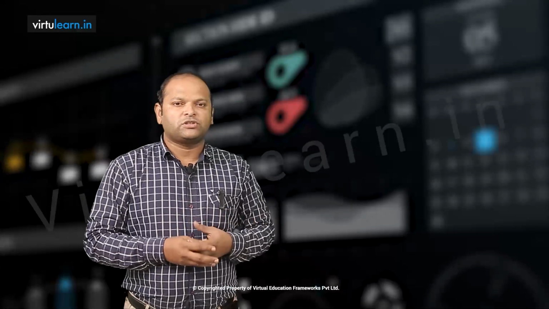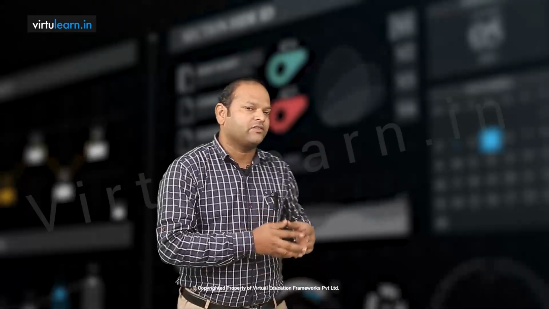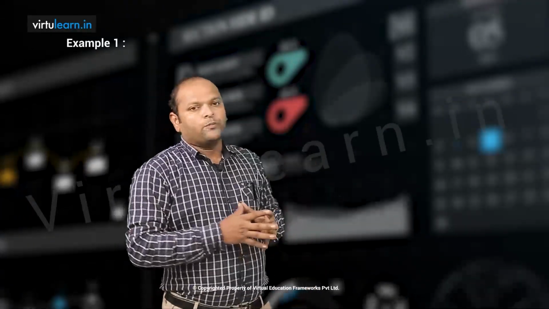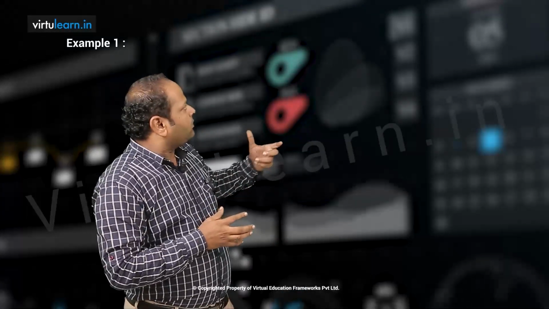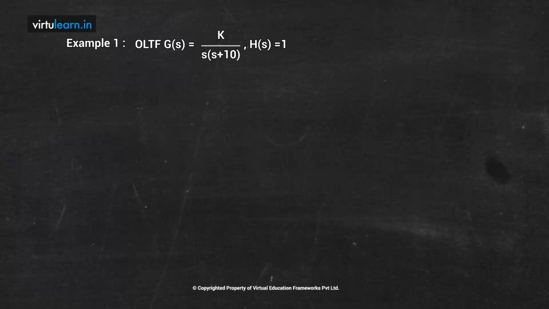To understand the transient response of the system, let us solve some problems. Now let us take the first one. In this problem, the problem statement is: the open loop transfer function of the system is given by G(s) = K / (s(s + 10)).